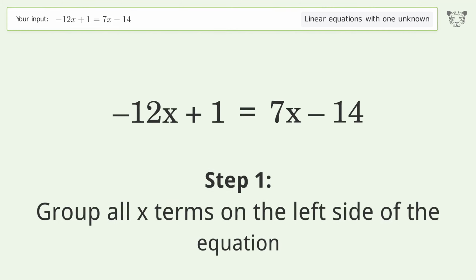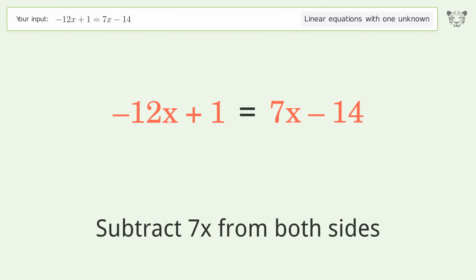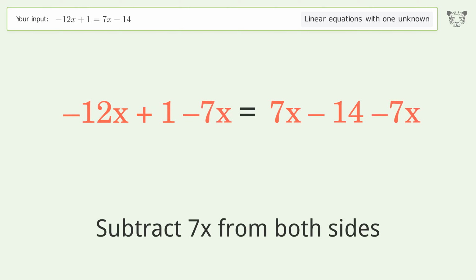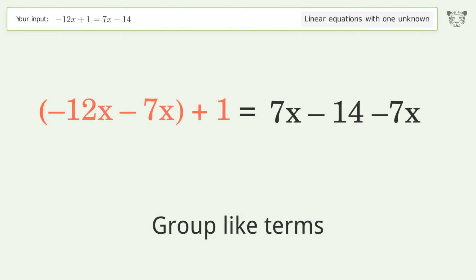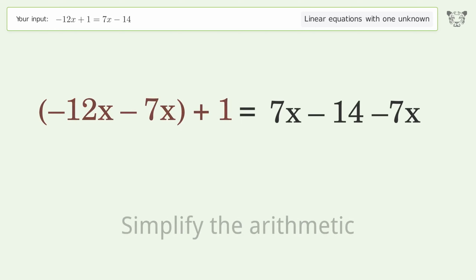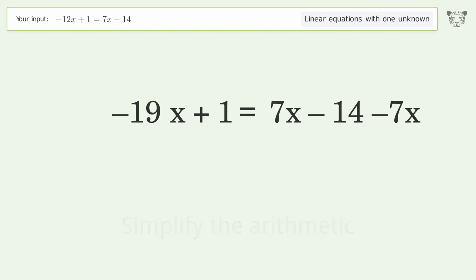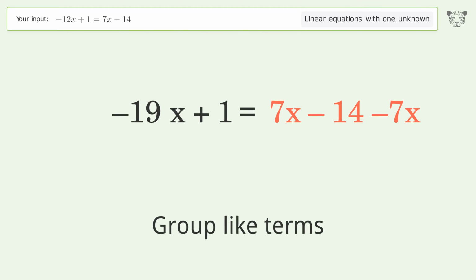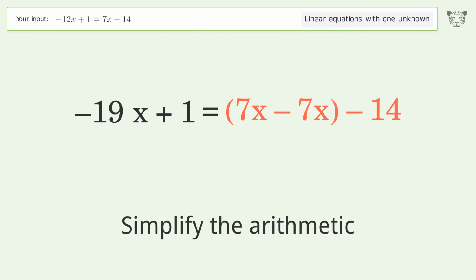Group all x terms on the left side of the equation. Subtract 7x from both sides. Group like terms. Simplify the arithmetic. Group like terms. Simplify the arithmetic.